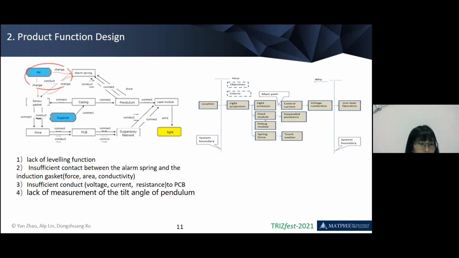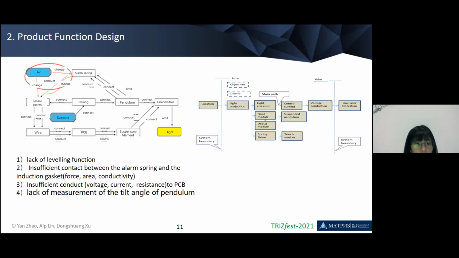The third defect is that the information conducted to the PCB is insufficient, so the PCB cannot stop emitting the lights. And the fourth defect is that we don't have a measurement device to measure the tilt angle of the pendulum.